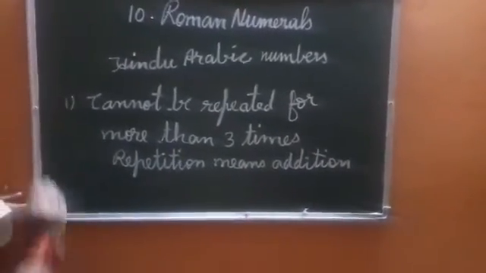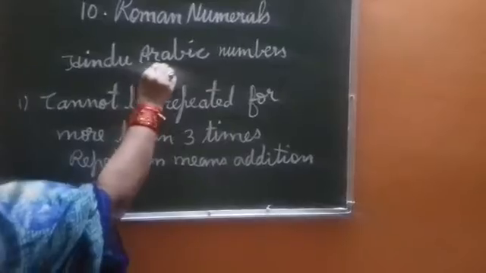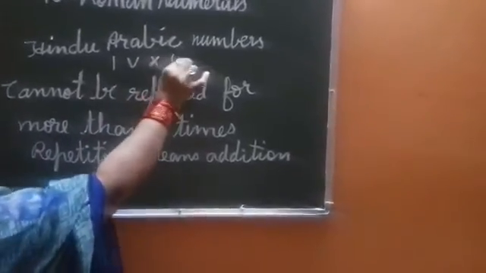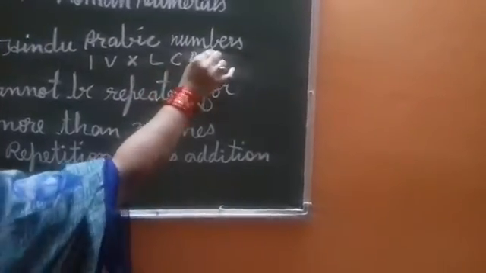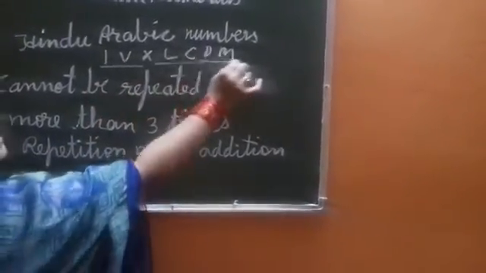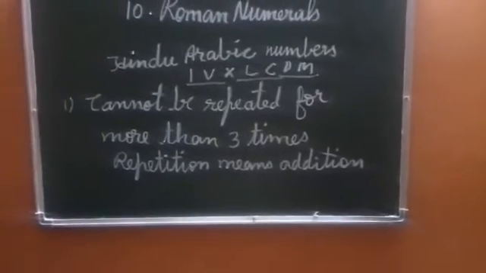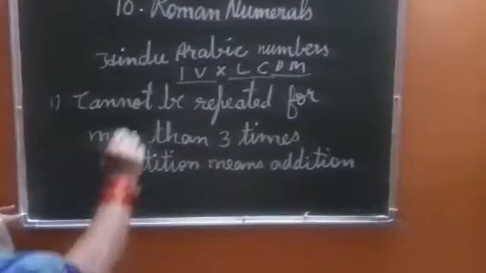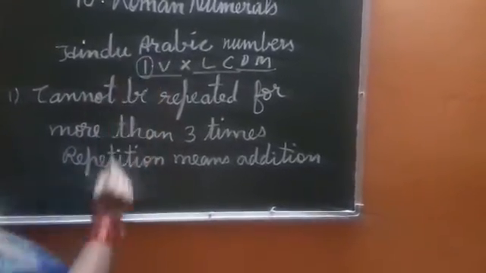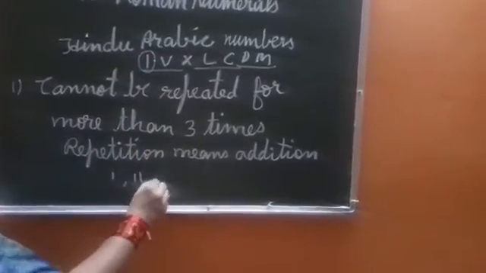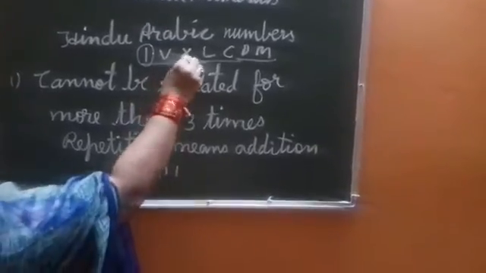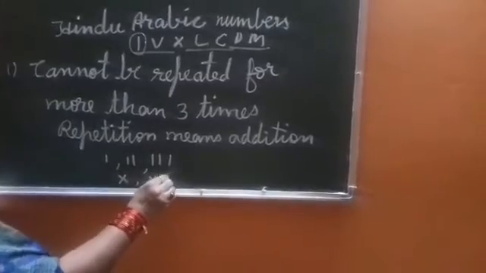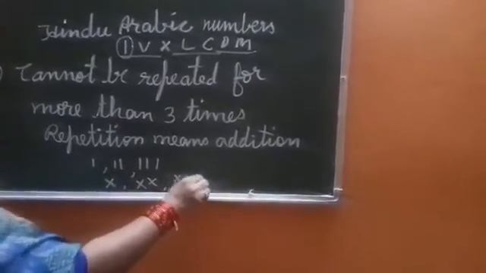Plus, I have told you, we use I, V, X, L, C, D and M. These 7 letters we are using for representing Roman numbers. But regarding the repetition, one more rule is there, that I can be repeated. For 1 we can write I, 2 and 3. X can be repeated. X means 10. So for 20 we use double X. For 30 we use triple X.